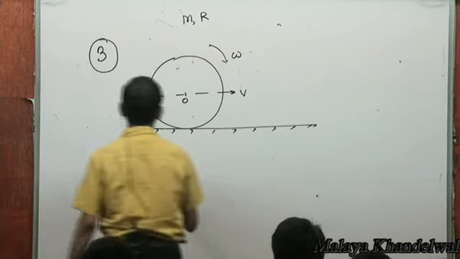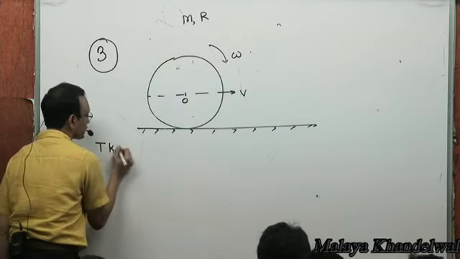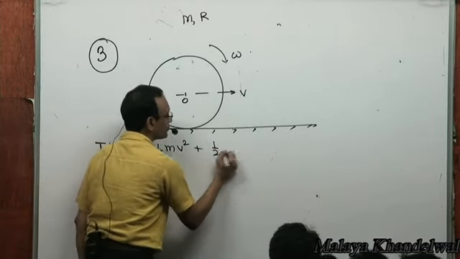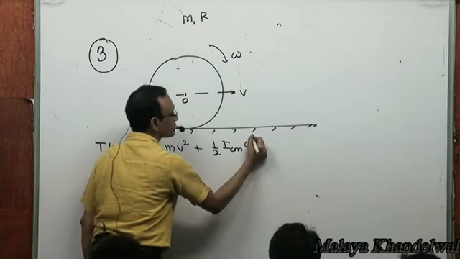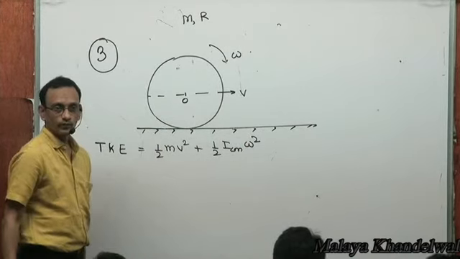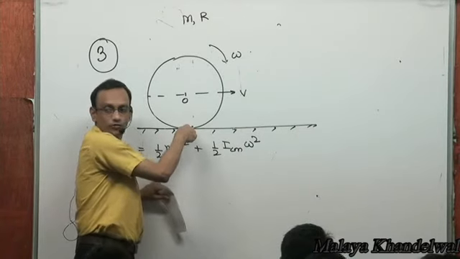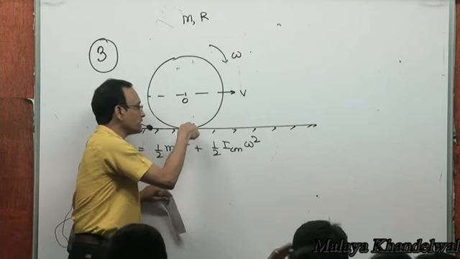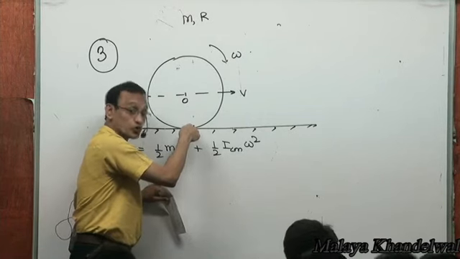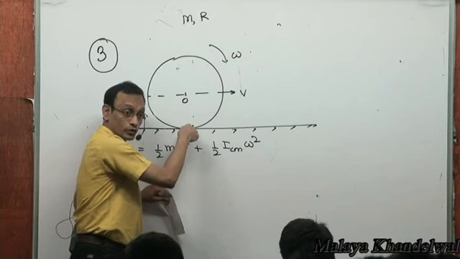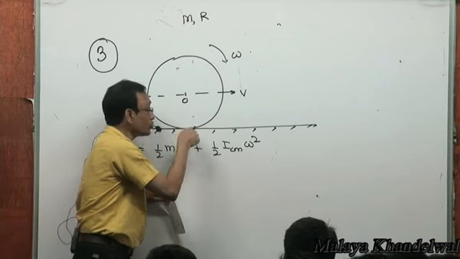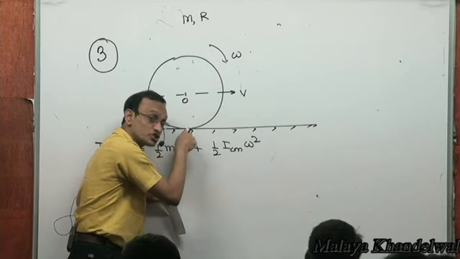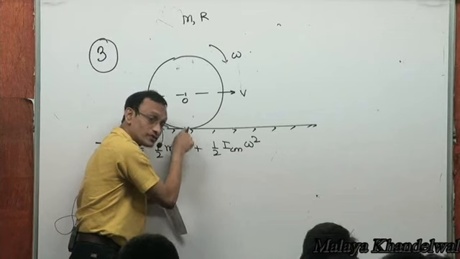Now total kinetic energy is no big deal. The total kinetic energy is half mv squared plus half ICM omega squared, right? Or you could have taken half of I about the instantaneous center into omega squared, right? Because this point of contact is also the instantaneous center in pure rolling, because it has zero velocity. There is no relative motion between this point and this surface, so this could be looked upon as the instantaneous center. Velocity of point of contact is zero. That's why it's the instantaneous center.